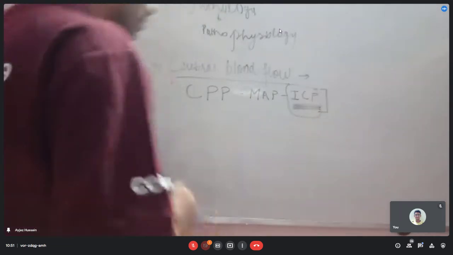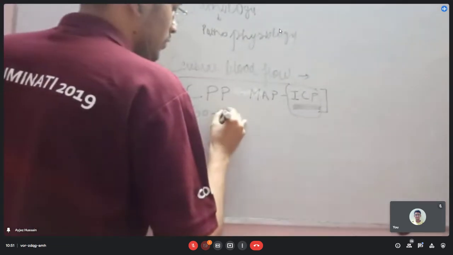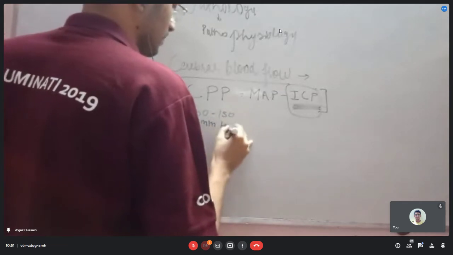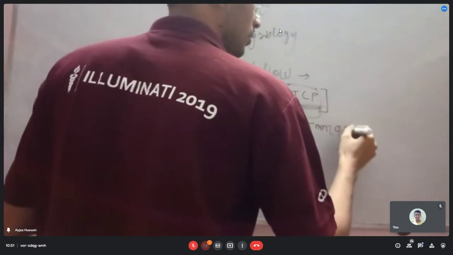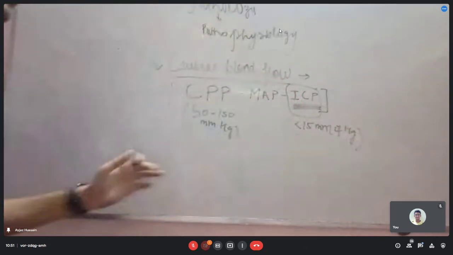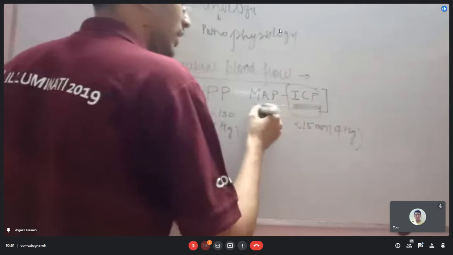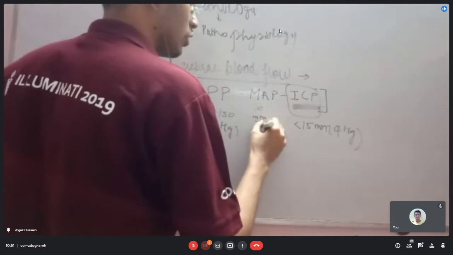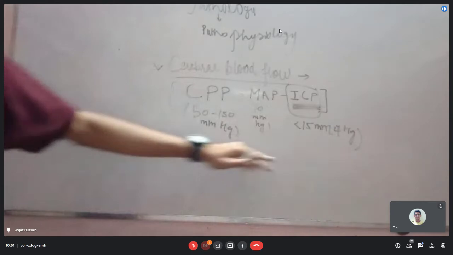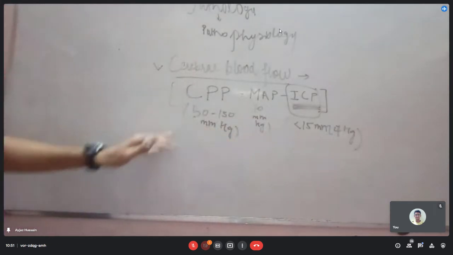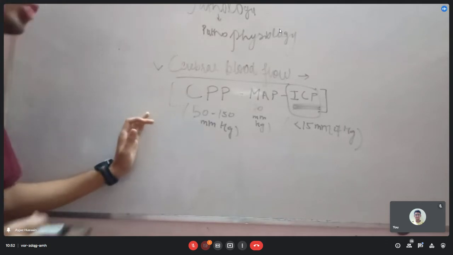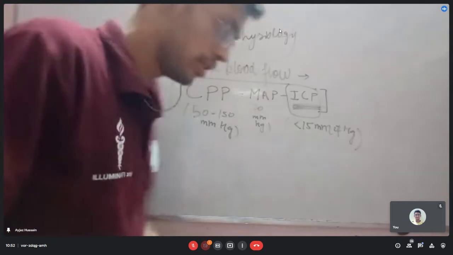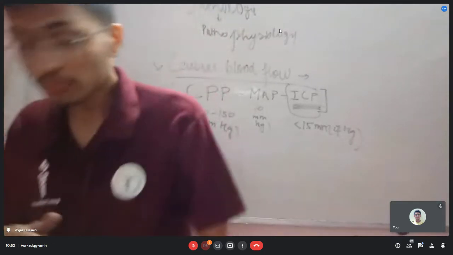Now remember the normal values. The normal value for cerebral perfusion pressure will be 50 to 150 mm of Hg, and the normal value for ICP is less than 15 mm of Hg. Everybody knows that the normal mean arterial pressure is almost about 70 in an average healthy human. These are the normal values for cerebral perfusion pressure and its determinants. So I hope this is very clear. The question has to be in your mind: so what happens? I'll tell you the doctrine that applies.